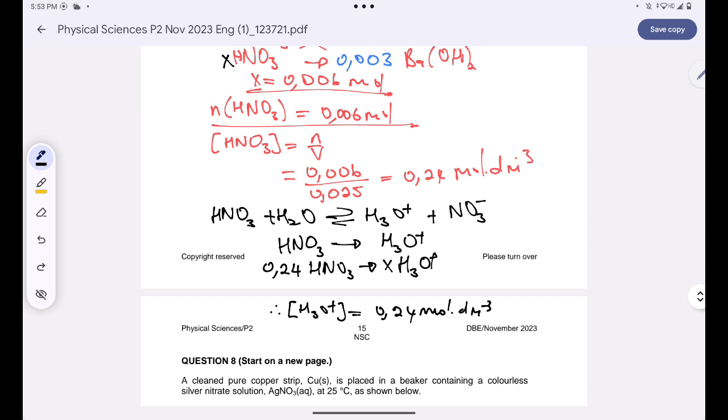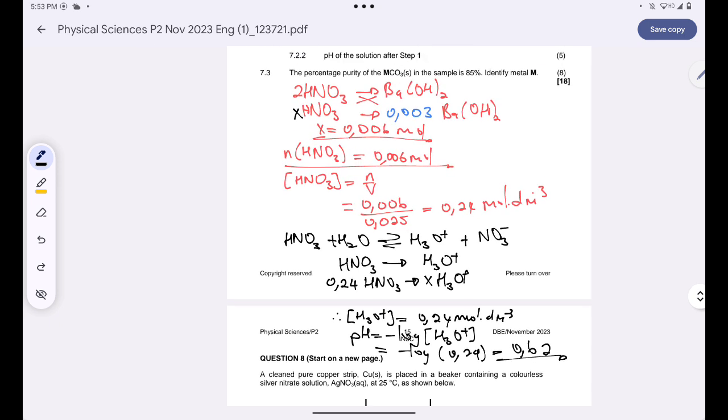So now I do have the concentration of my hydronium ions. I can simply find my pH. pH is negative log of the concentration of hydronium ions. Negative log of 0.24. What do I get? This will give me 0.619. Let me just say 0.62. 0.62 is my pH. Are you together?